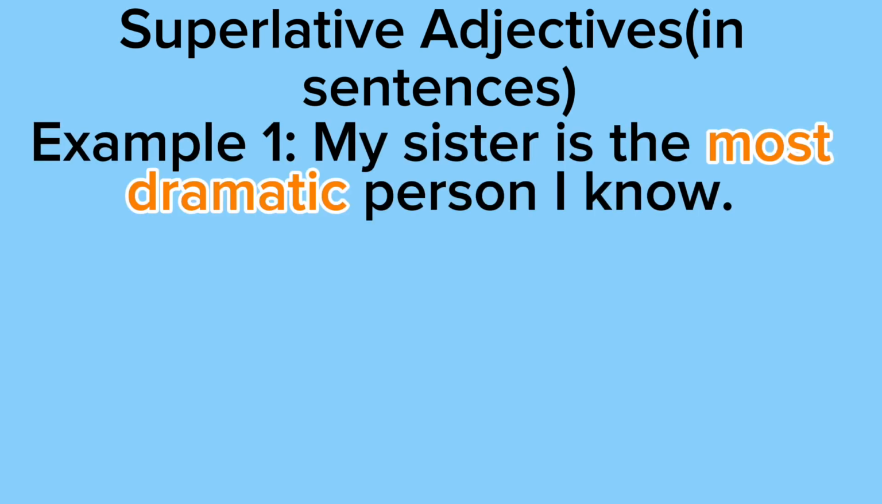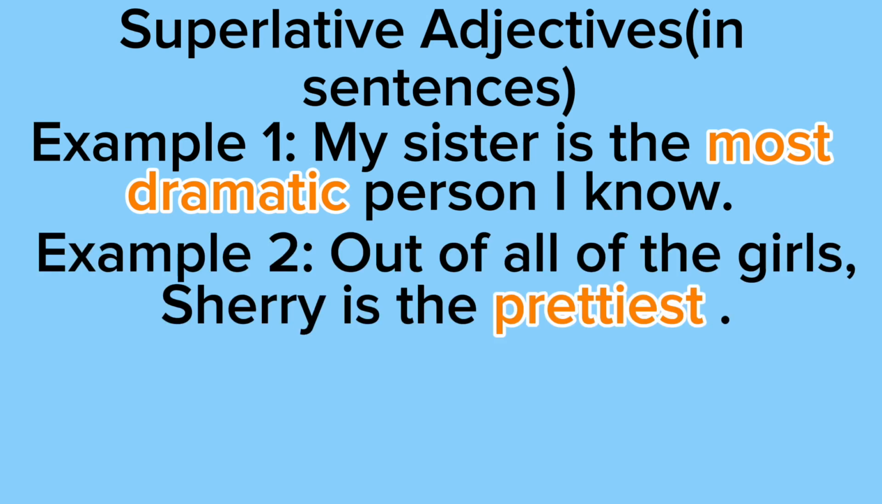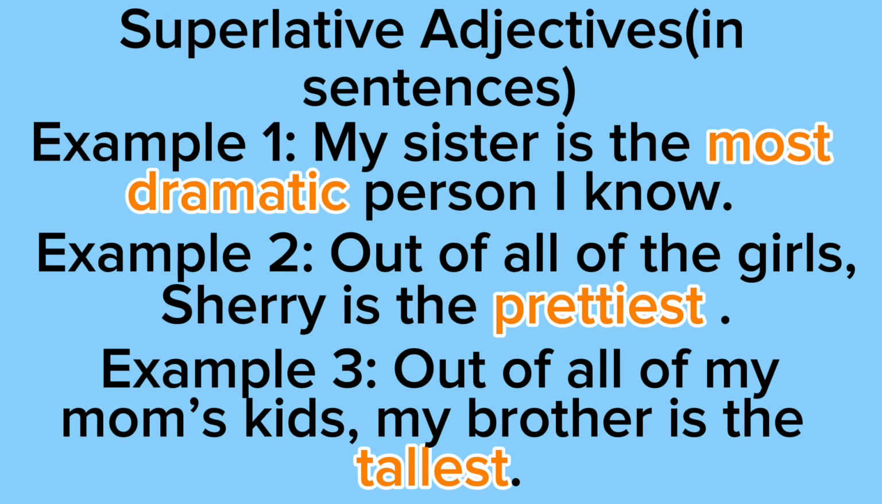Superlative adjectives in sentences. So example 1 says, my sister is the most dramatic person I know. As you can see, dramatic is the adjective and we added most before the adjective. Example 2 says, out of all the girls, Sherry is the prettiest. As you can see, prettiest is the superlative adjective. We took away the y and added an iest. Example 3 says, out of all my mom's kids, my brother is the tallest. As you can see, tallest is the superlative adjective.